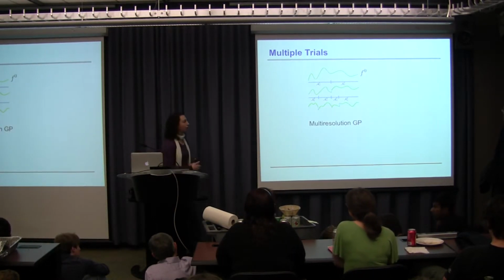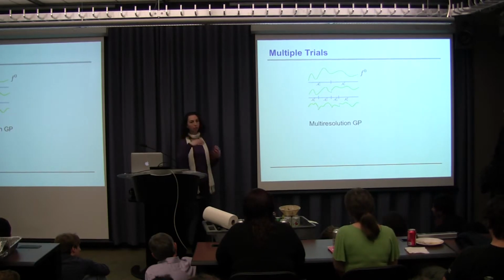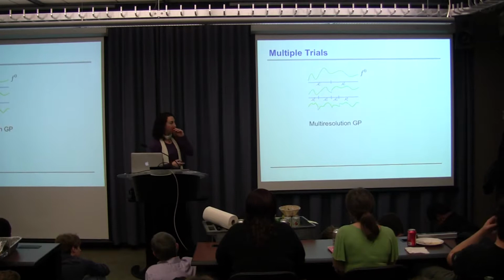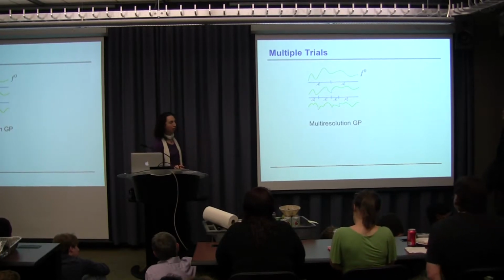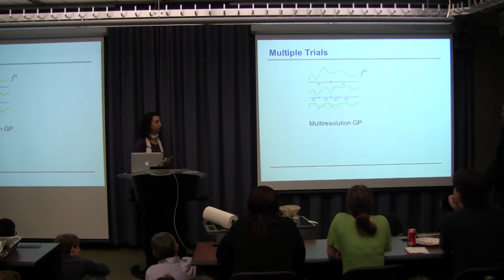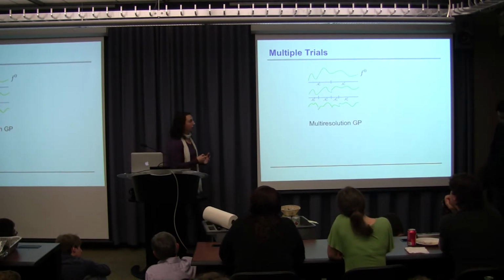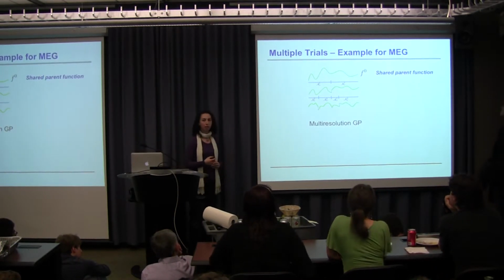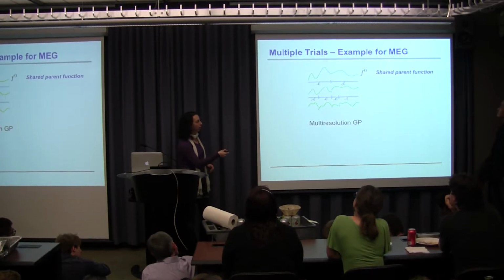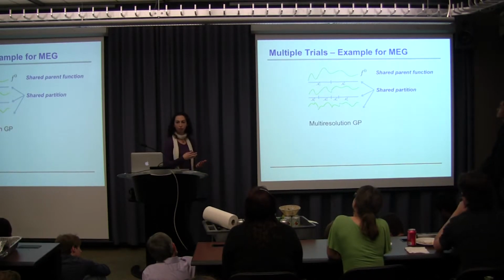Okay. So let's return to this functional data analysis setting where you have multiple related functions. Using this multi-resolution GP, there are many ways you can capture shared information between these. But again, we're going to look at motivating it from this MEG application. And for this, we're going to assume that there's a shared parent function and a shared hierarchical partition, so shared abrupt changes between these different trials.